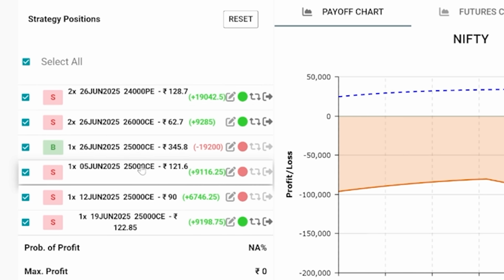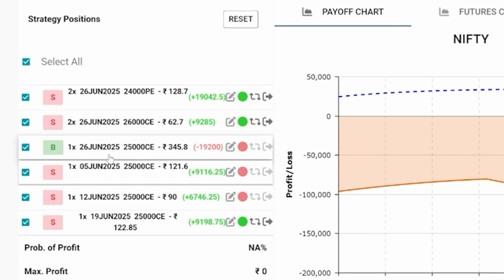So what actually happens when I do a call calendar, buying a call in the far expiry and selling a call in the near expiry, is that it results in a debit strategy. You have to pay something from your pocket. But normally I do not like to pay. So what happened? I thought Nifty will anyway be trading between 24,000 and 26,000. So I sold both the 24,000 put and the 26,000 call, and I collected a good amount of premium.